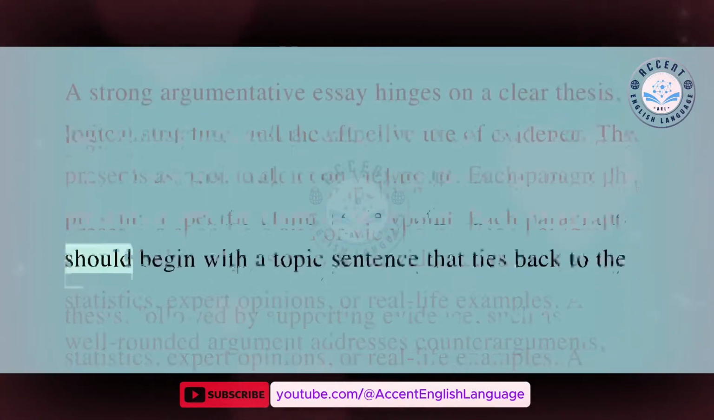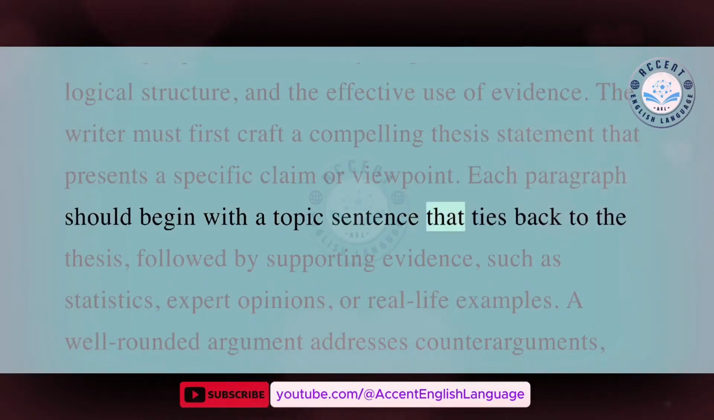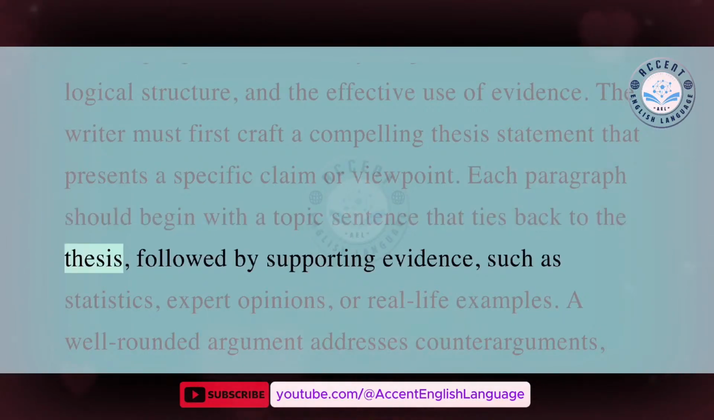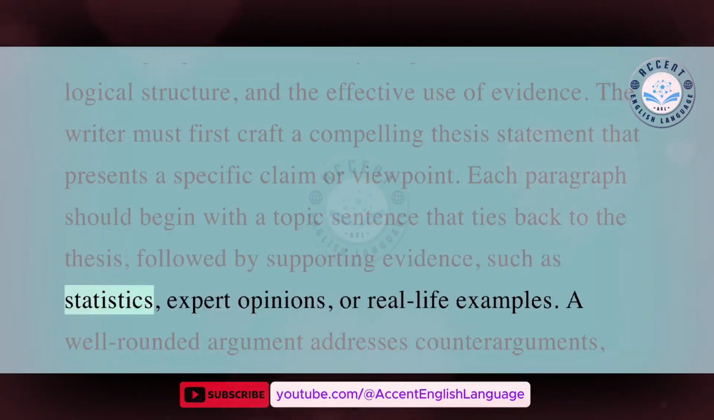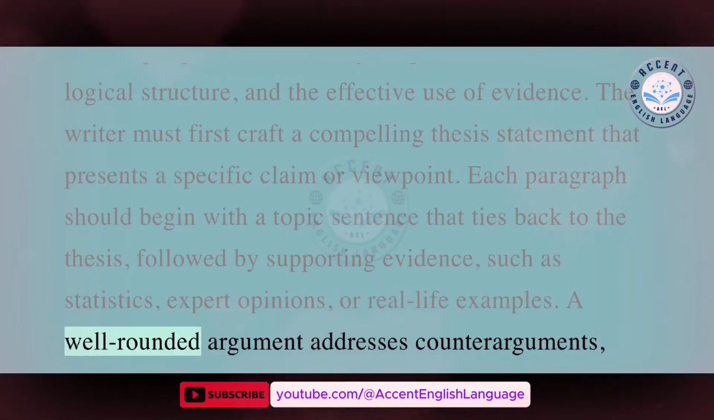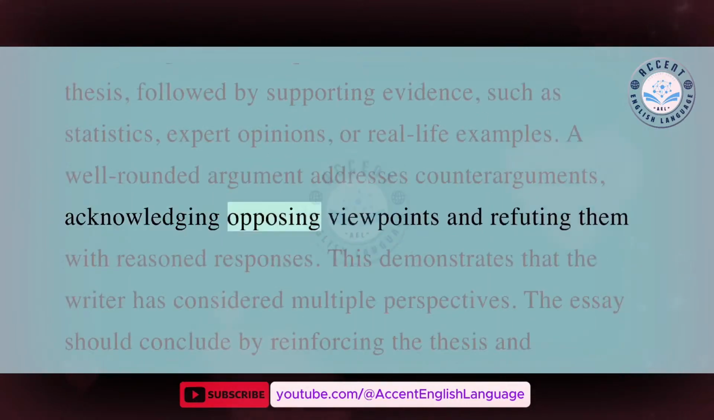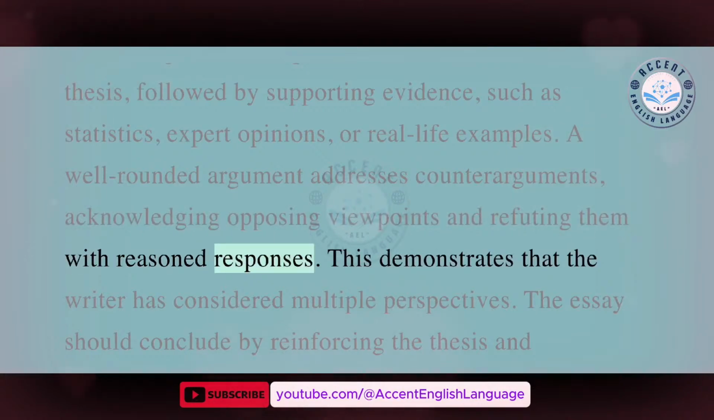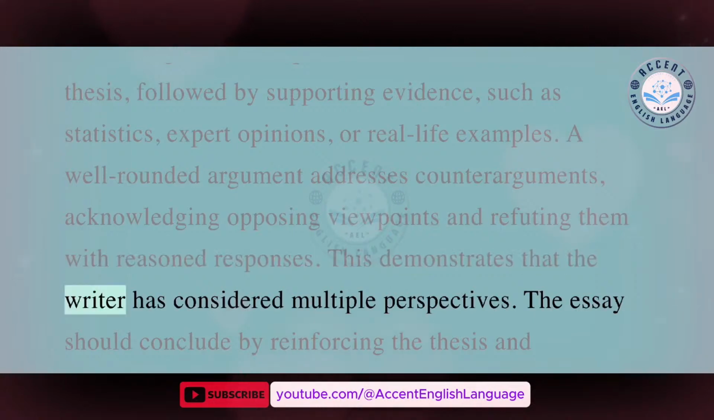Each paragraph should begin with a topic sentence that ties back to the thesis, followed by supporting evidence, such as statistics, expert opinions, or real-life examples. A well-rounded argument addresses counterarguments, acknowledging opposing viewpoints and refuting them with reasoned responses. This demonstrates that the writer has considered multiple perspectives.